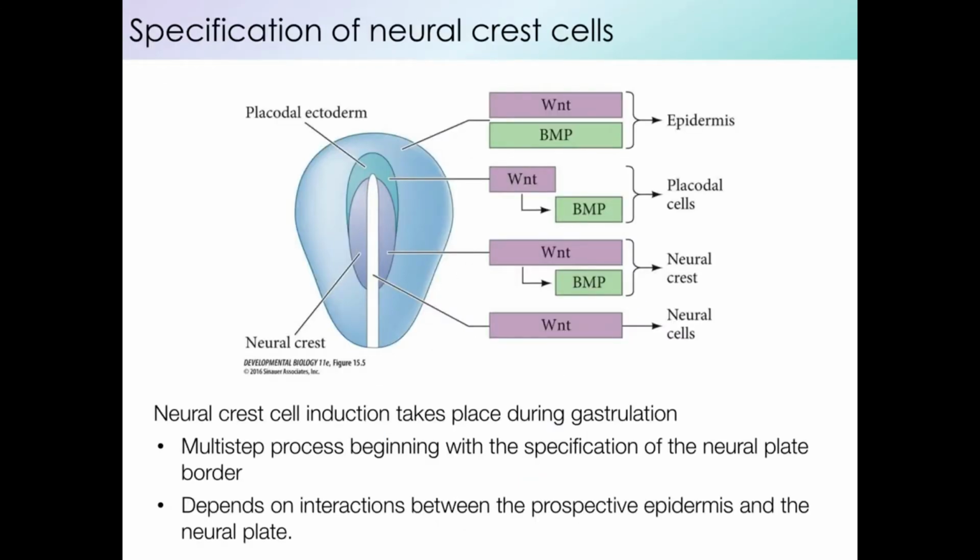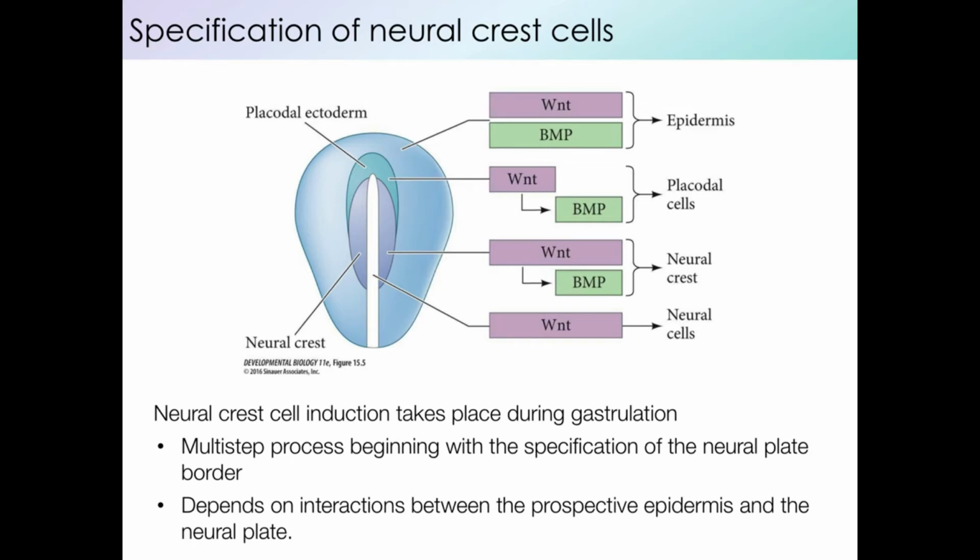Although neural crest cells become apparent during neurulation, their induction happens during early gastrulation. And this is happening at the region that is the border between the presumptive ectoderm and the presumptive neural plate. In the anterior portion of this region, the ectodermal placodes form, which give rise to other structures like the lens of the eye and the inner ear.